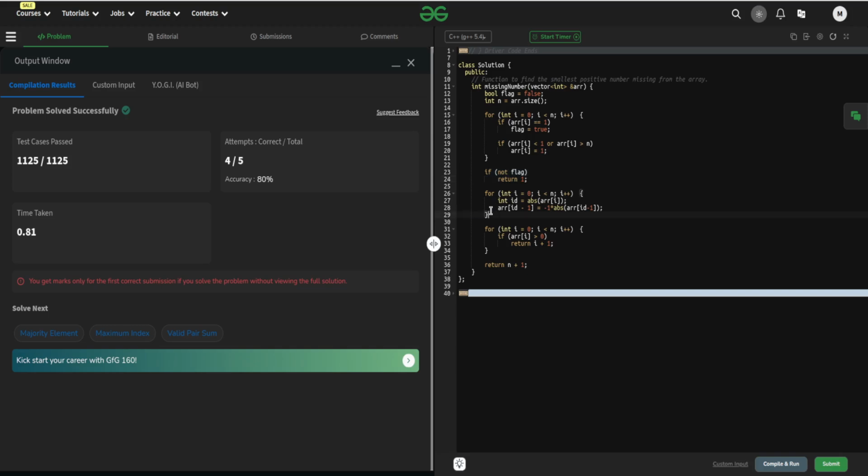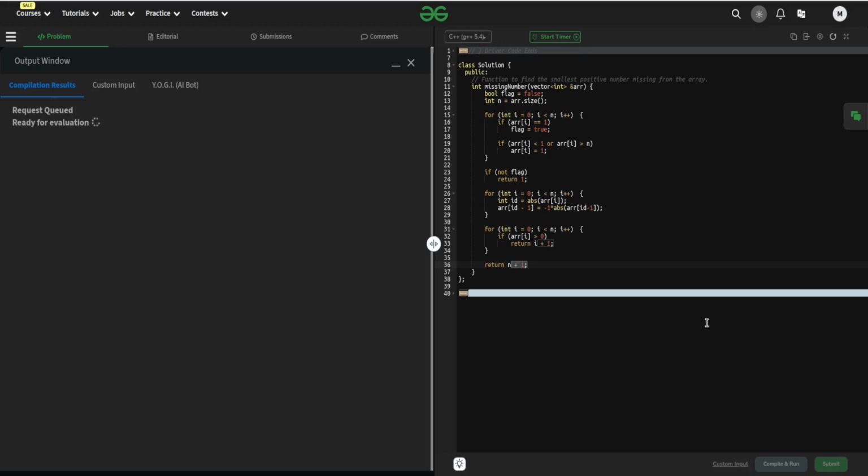Otherwise, we are iterating on the elements of the array and we are marking its presence in the array itself. Finally, we are again iterating on the elements of the array, and if a particular element is greater than 0, then we are returning i plus 1. If this condition is not satisfied, then we are returning n plus 1. So that's the C++ implementation, folks.